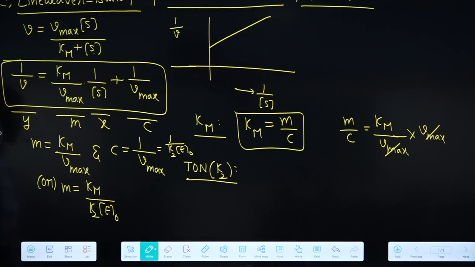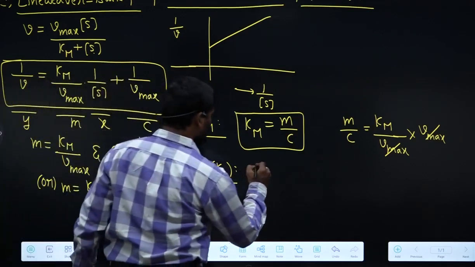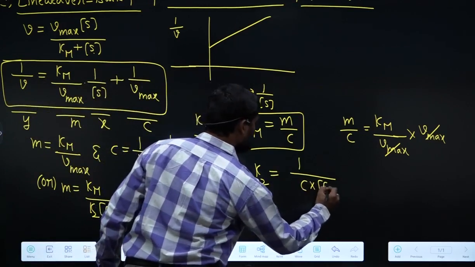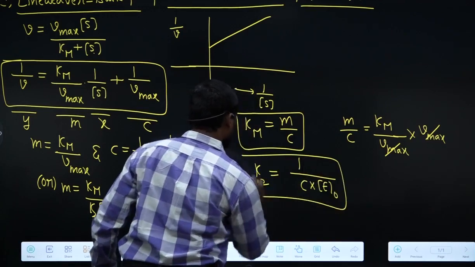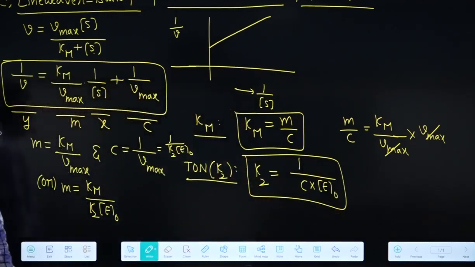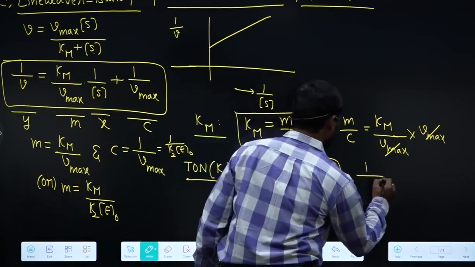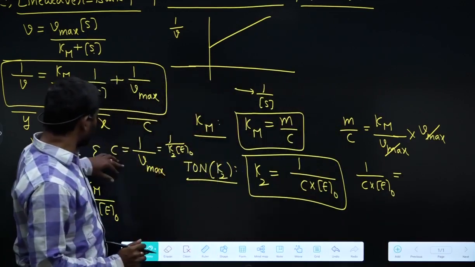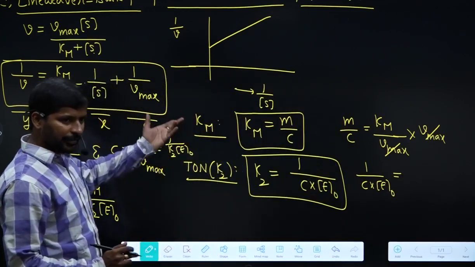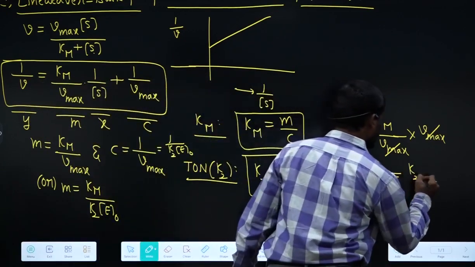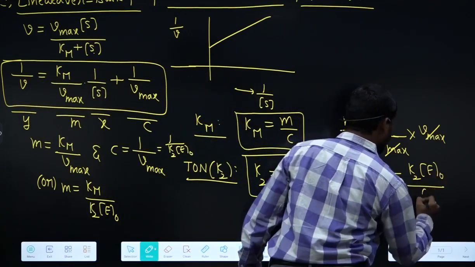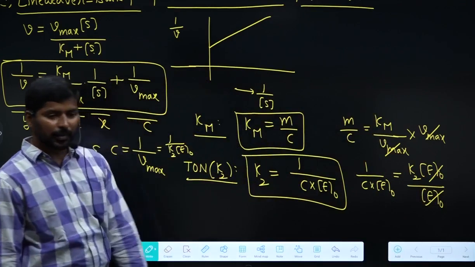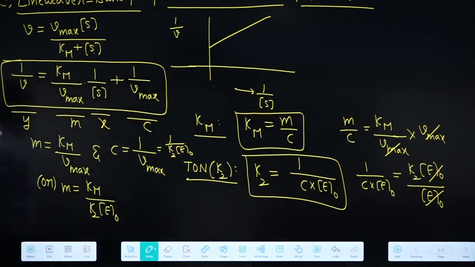V max is nothing but K2 into E naught. So the turnover number we can get like this: 1 by intercept into E naught. Check: 1 by intercept means the reverse of 1 by K2 into E naught, that means K2 into E naught. Then K2 into E naught by E naught, so E naught gets cancelled and we get K2. So the turnover number is nothing but 1 by intercept into E naught.